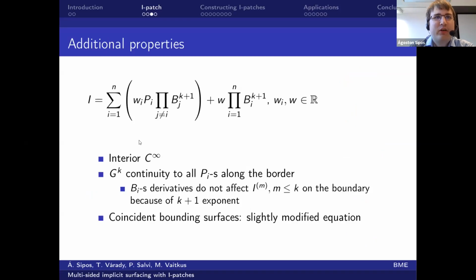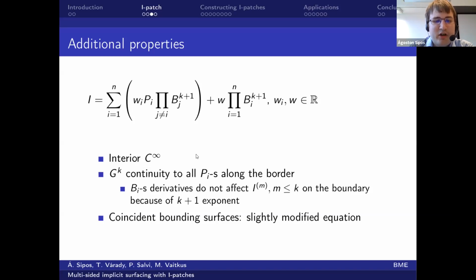The interior of the I-patch is C infinity, and the I-patch guarantees k-th order geometric continuity to the primary surfaces. This follows from the fact that on the boundary p_i and b_i disappear, so they are zeros, and the k-th order continuity follows from the k+1 exponents in the equation.